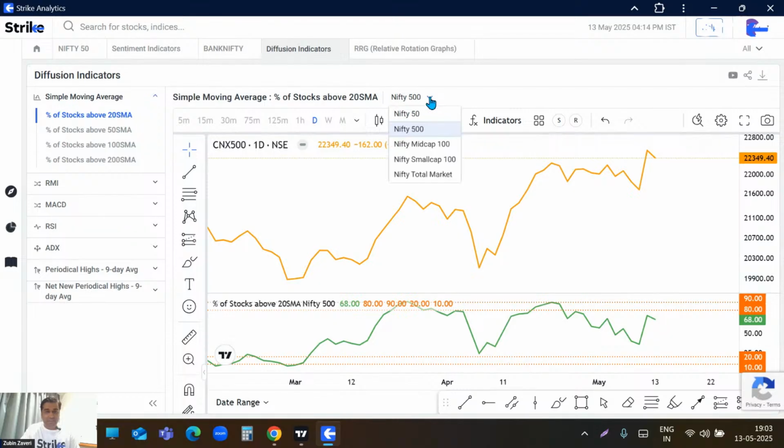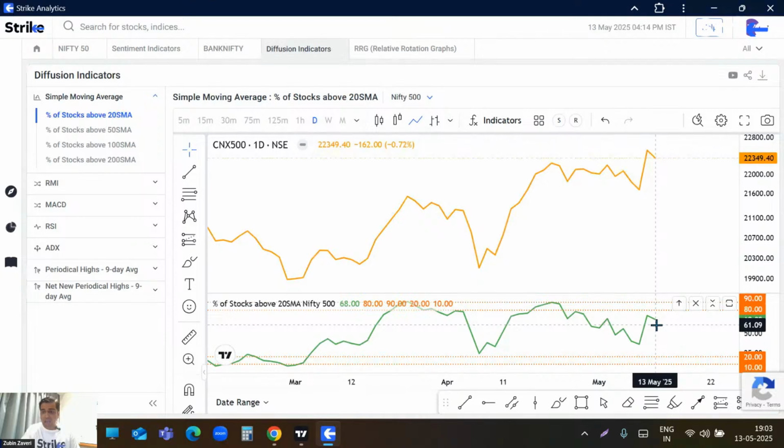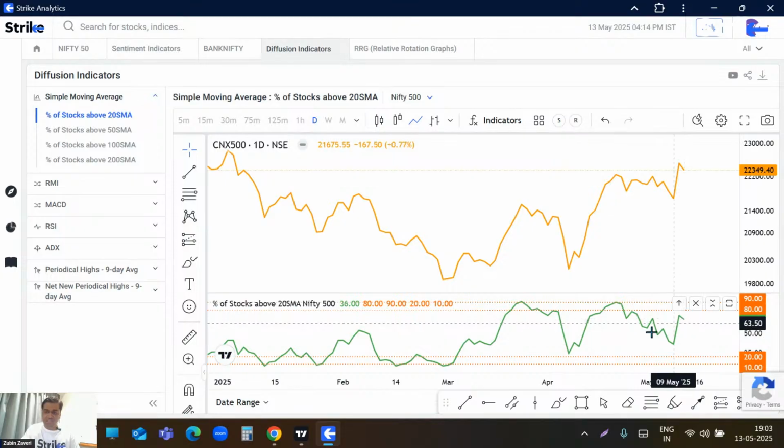In these diffusion indicators, I generally look at the overall Nifty 500 index. In this 500 index, there is first the simple moving average indicator, percentage of stocks above 20 SMA. This particular figure is 68%. So it tells us that out of Nifty 500 stocks, currently 68% of the stocks are above their respective 20 SMA, which gives bullish signals. Before that, on 3rd of March, the reading was only 6%, meaning only 6% of the stocks were above their 20 simple moving average.